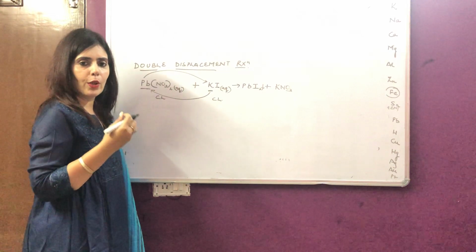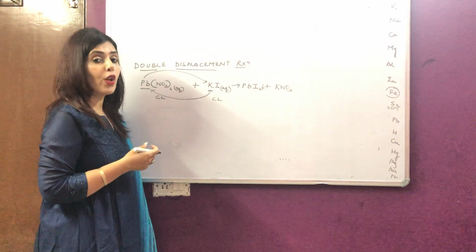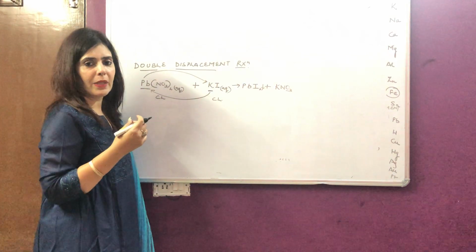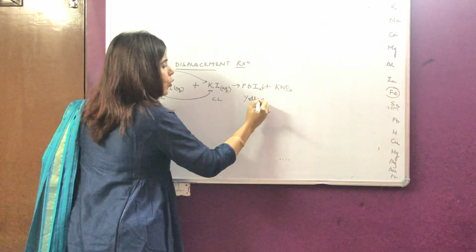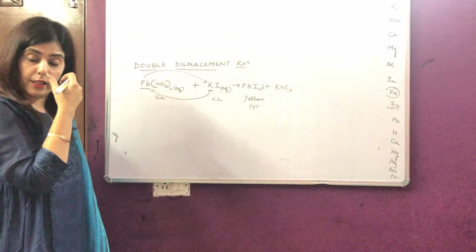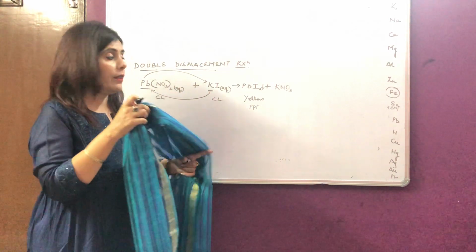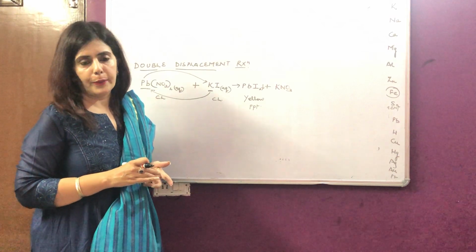And whenever a semi-solid substance settles down when two aqueous solutions are mixed, it's known as precipitate. So we'll say that lead iodide is a yellow precipitate. So this is a double displacement reaction as well as a precipitation reaction as well as a reaction which is an example of change of color.